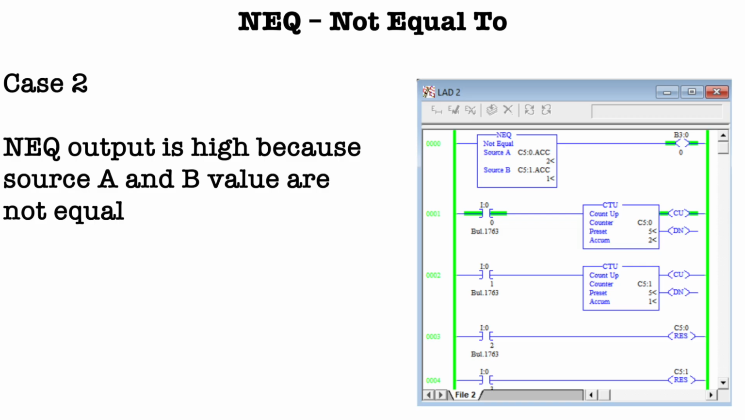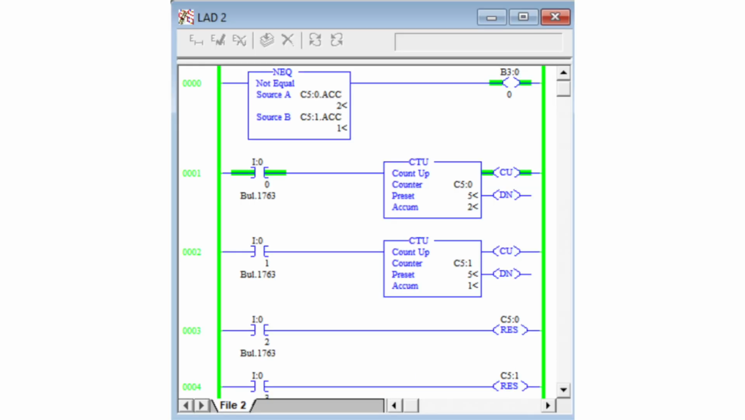That's why my NEQ instruction provides the output. As you can see in the diagram, my NEQ instruction provides the output. That's why the output B3:0/0 is high, right? And to reset both counters, I am using two switches as I already mentioned, that is I:0/2 and I:0/3.